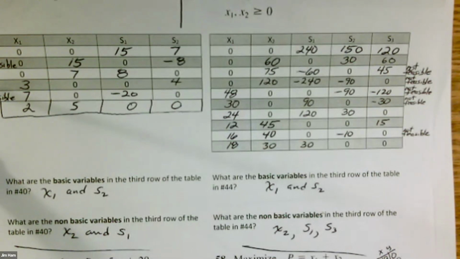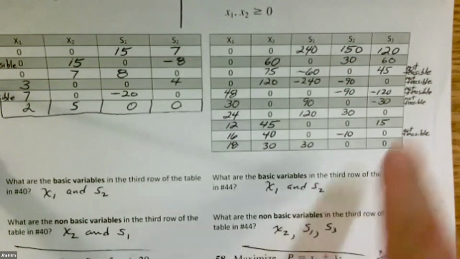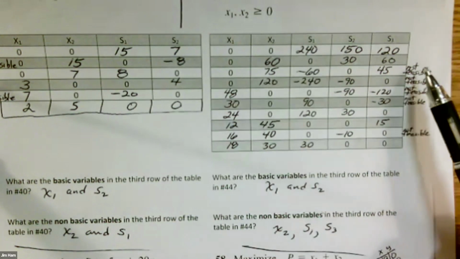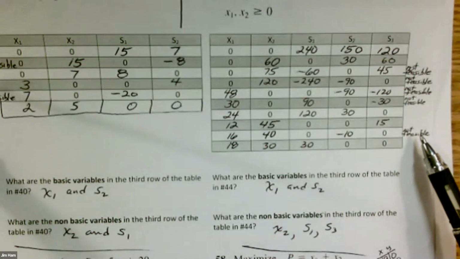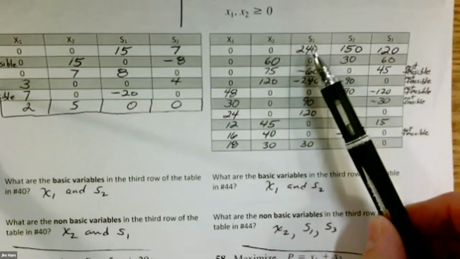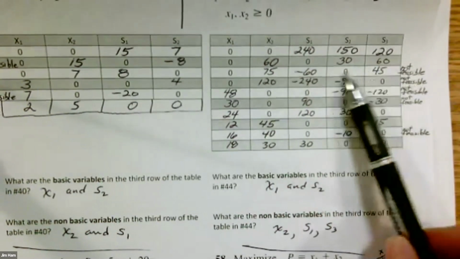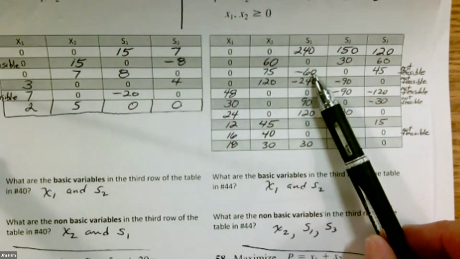Here is what your answer is going to look like for this one. You'll see that there are 1, 2, 3, 4, 5 different rows where you end up with a negative value for S1, S2, or S3. So this solution is not feasible because of the negative 60.